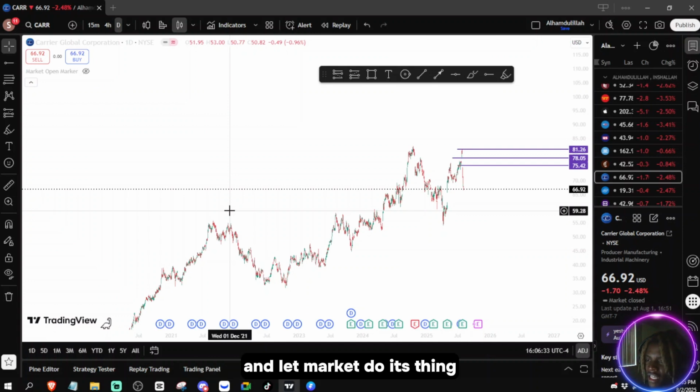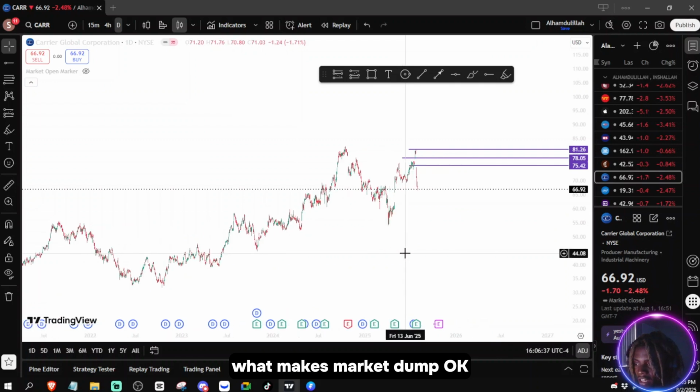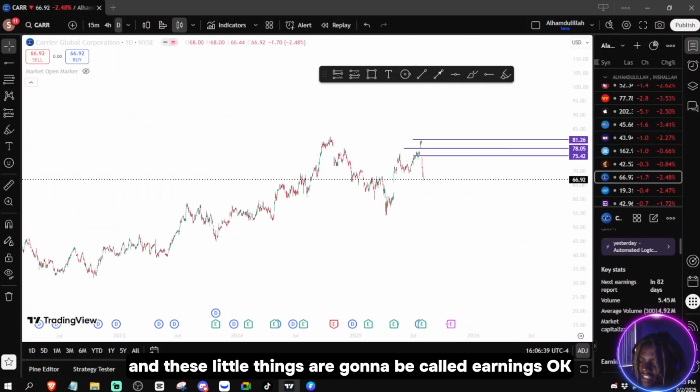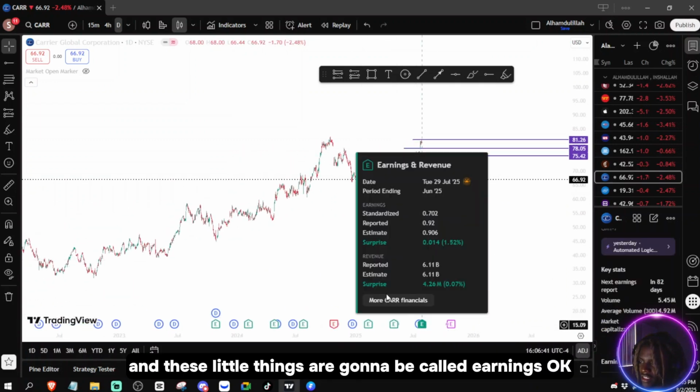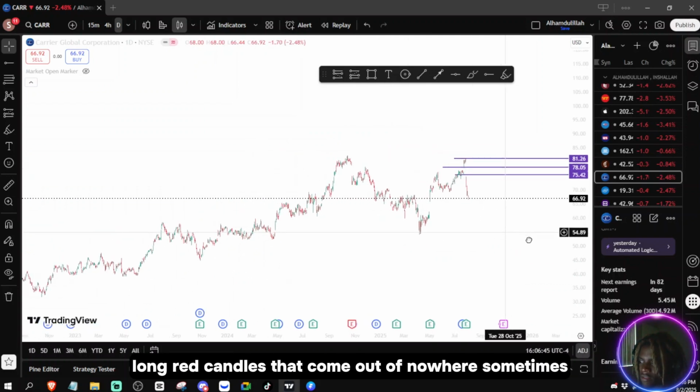And let the market do its thing, let the market dump. We're going to talk about what makes the market dump. These little things are called earnings. You might just see these giant long red candles that come out of nowhere sometimes.